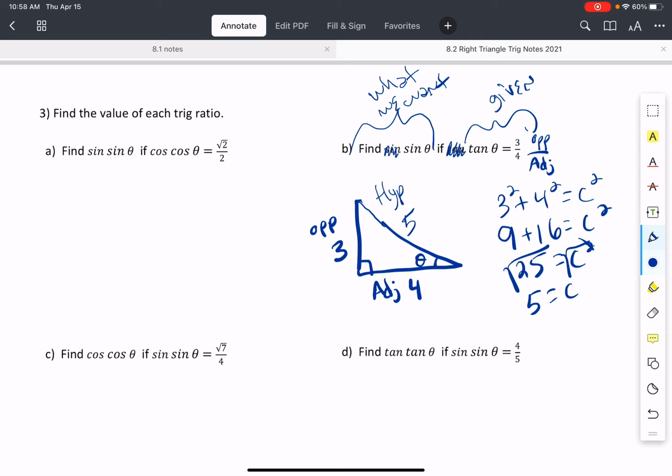So is 5 my answer? Is that what I circle? No, the question wants the sine of theta. So the answer is 3/5, opposite over hypotenuse.